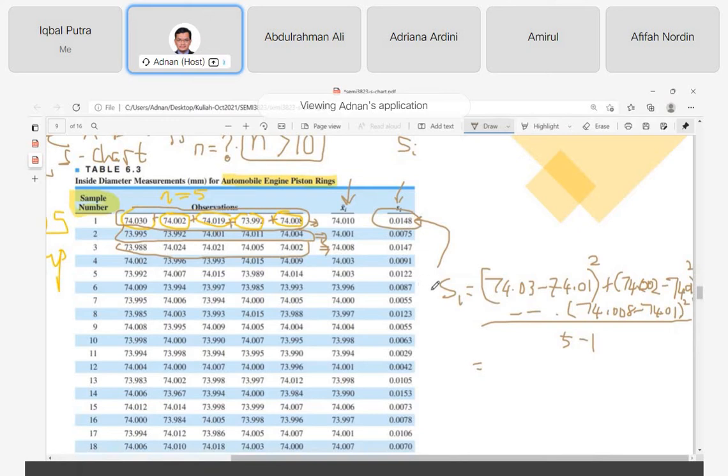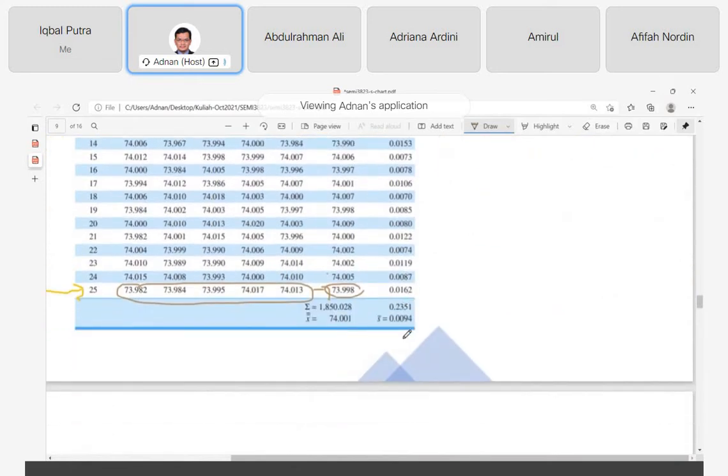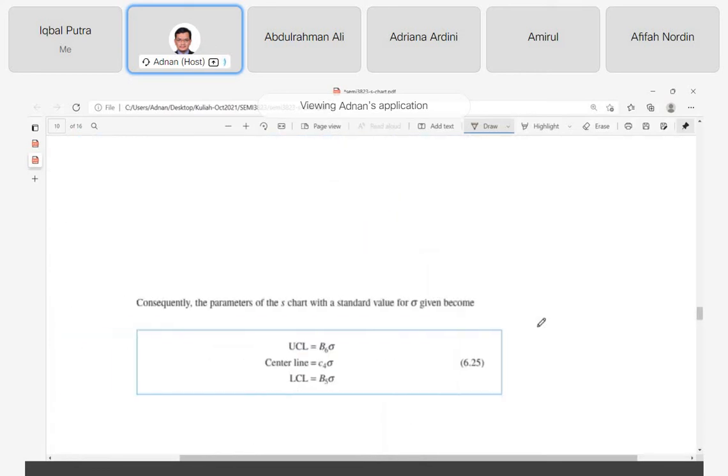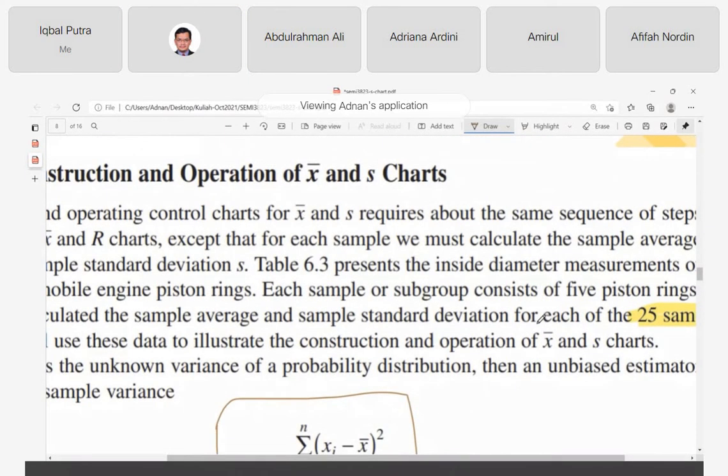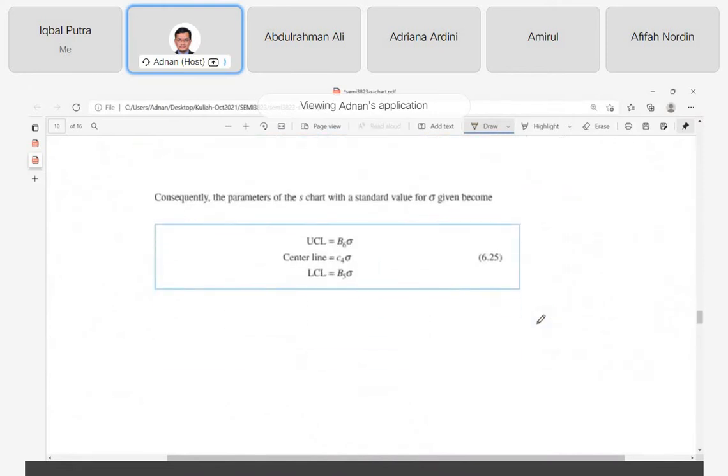So repeat the same. Of course, manually it is going to be tedious, but if you put it in Excel, you just copy the formula and you get the answer. Continue this, and then what you need to get is the average of S. Remember, this is S bar; S bar is the average of S. So the formula that we use to develop the control chart is this one. This is the S chart.